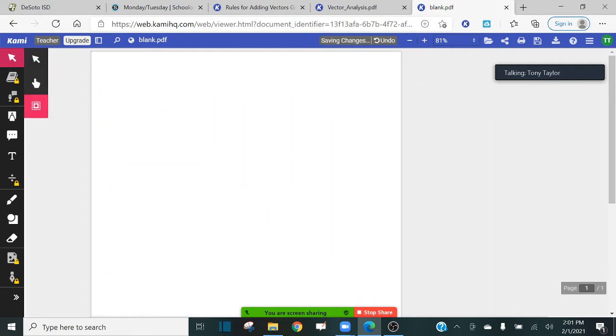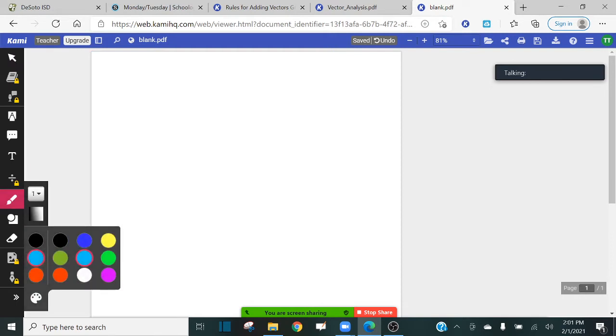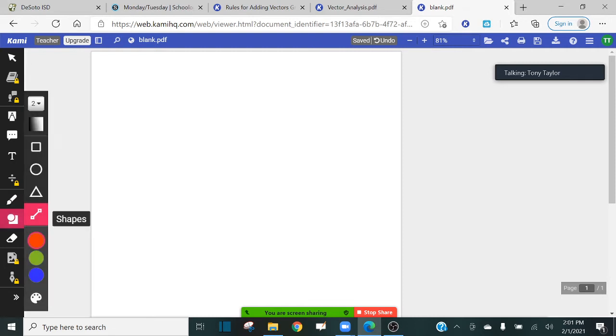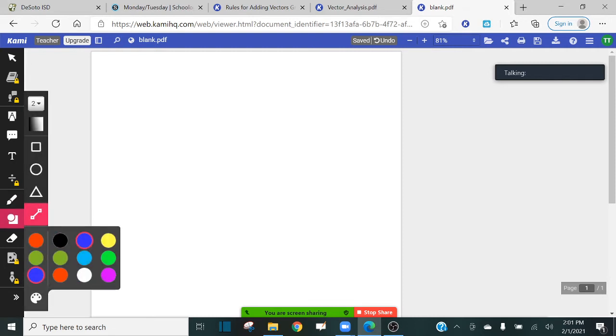Let us do another example. Suppose I give you an arrow that looks like this. We're going to call that arrow right there v1. Okay.